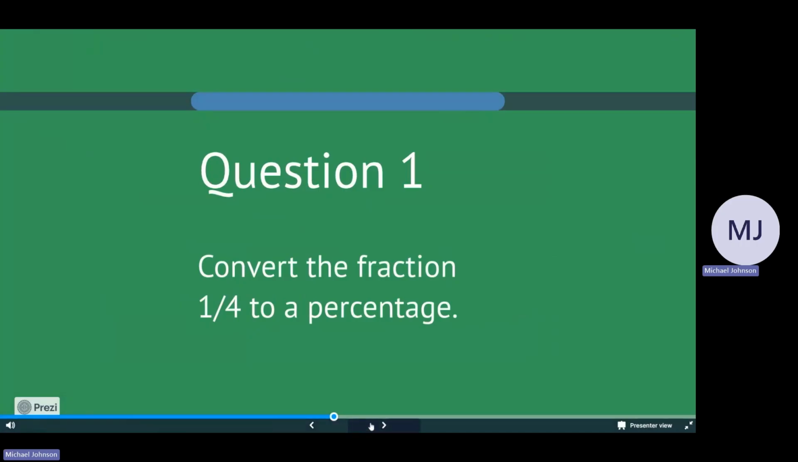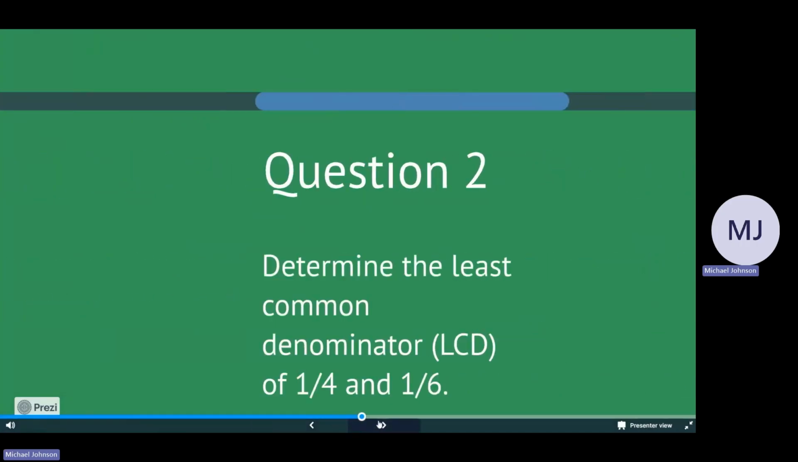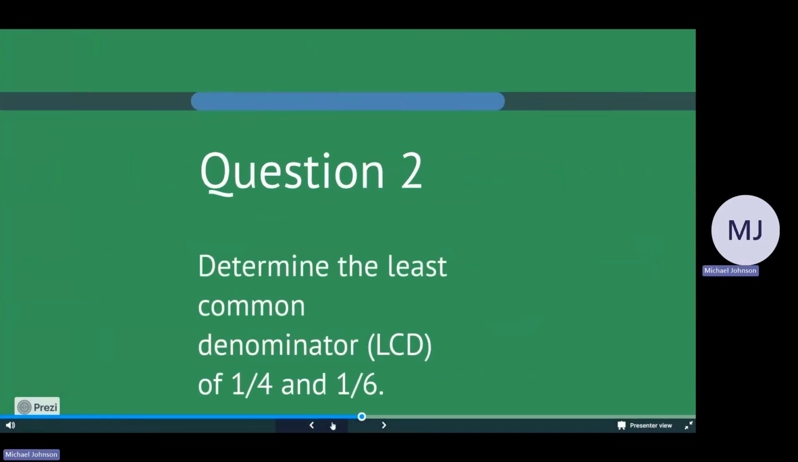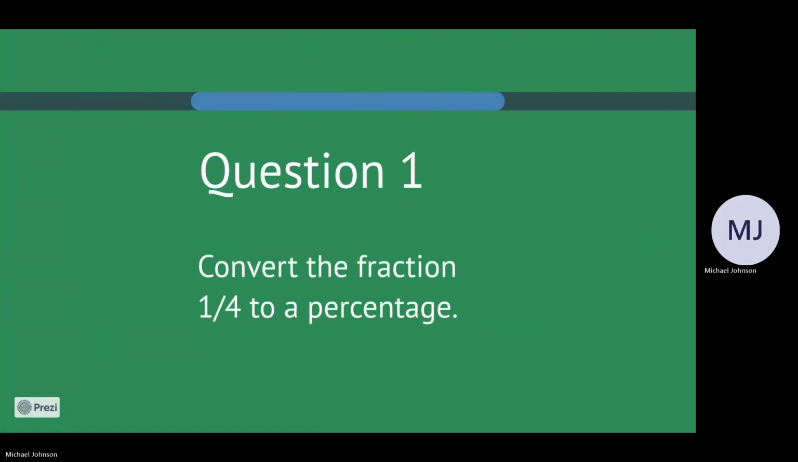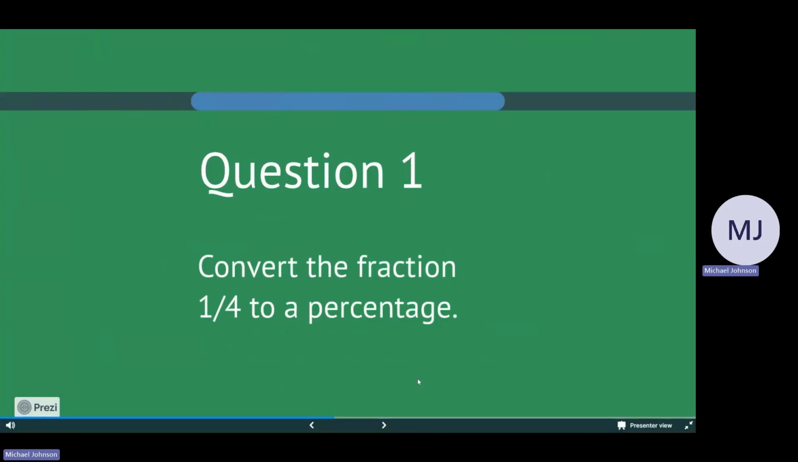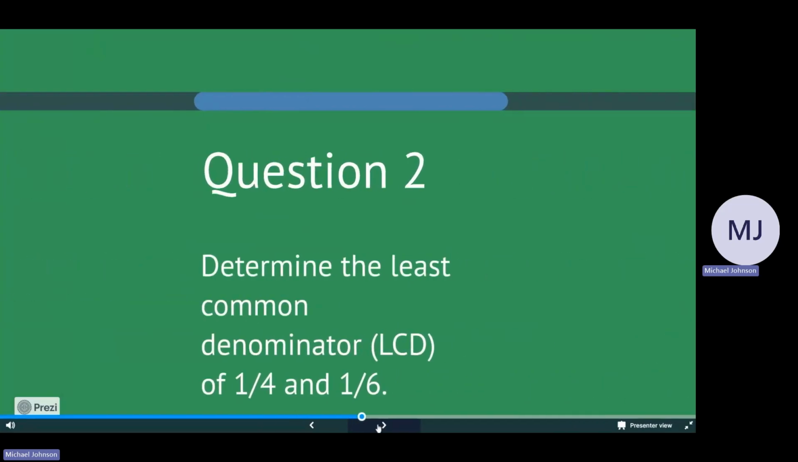So question 1, convert the fraction 1/4 to a percentage. So to do that, you would have to turn that into a decimal first, and then you would multiply that by 100%. So 1/4 as a decimal is 0.25. Then you multiply the 0.25 by 100%, and you get 25%.